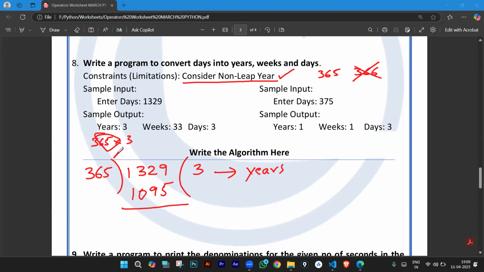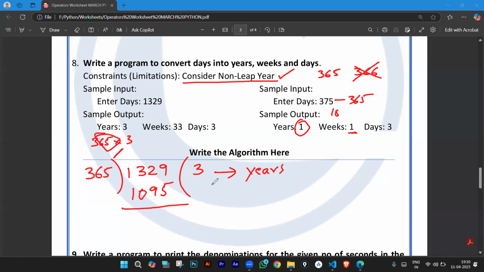Once we are done, we do not want the number of sevens in 1329. We want them in the remaining days. For example, with 375 days, we don't have only 1 week. After removing that 1 year, we have 10 days. In that 10 days, we only have 1 week. So we need to find the remaining weeks in that remainder.